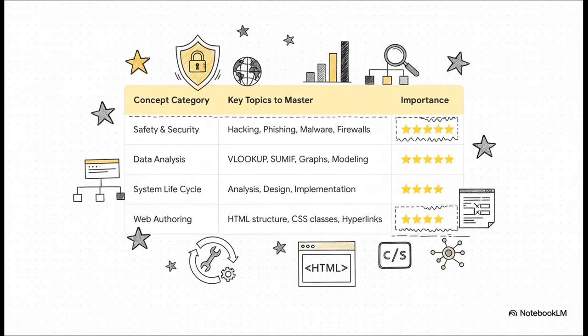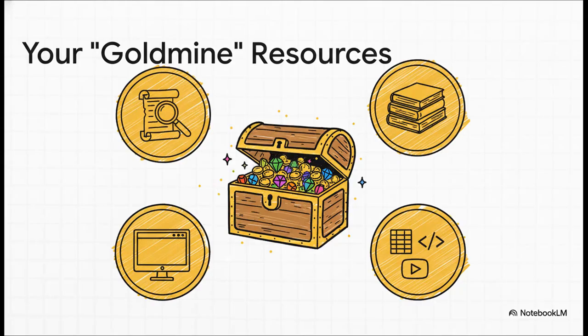Here's exactly how to prioritize your study time. Those 5-star topics, safety and security and data analysis, they're non-negotiable. You have to know them inside and out. Right behind them, you've got system lifecycle and web authoring. Use this as your guide for smart, efficient revision. And these are the tools you should be using. The source material calls the official Cambridge Examiner reports gold mines for a reason. They literally tell you exactly what mistakes students have made before. Use them with the syllabus, textbooks, and revision sites. And for the practical skills, there is no substitute for hands-on practice in Microsoft Office and watching YouTube walkthroughs.